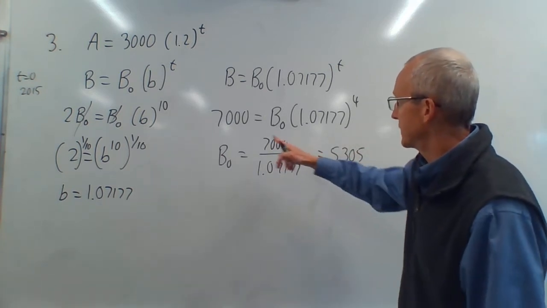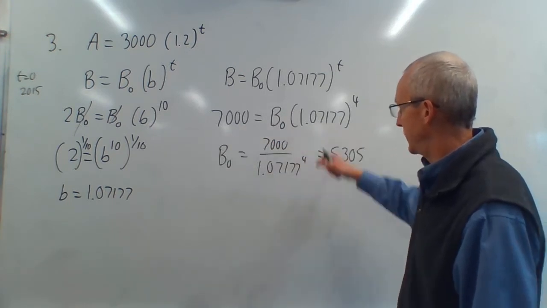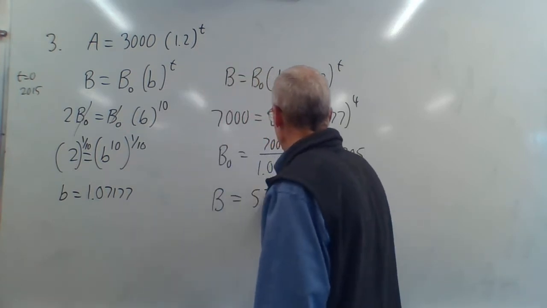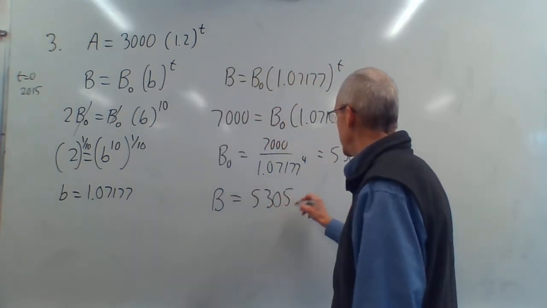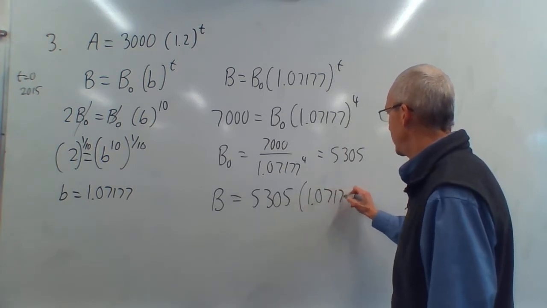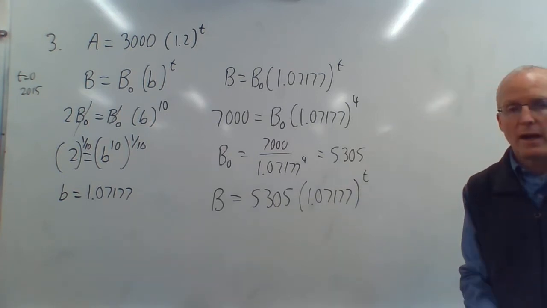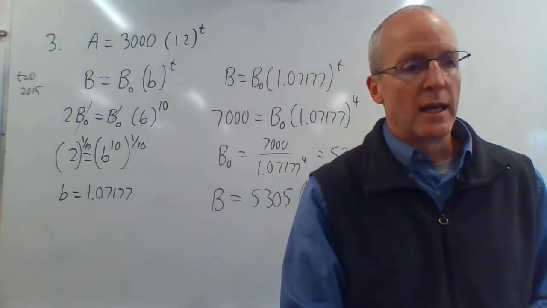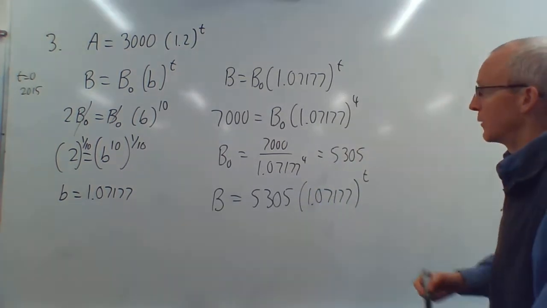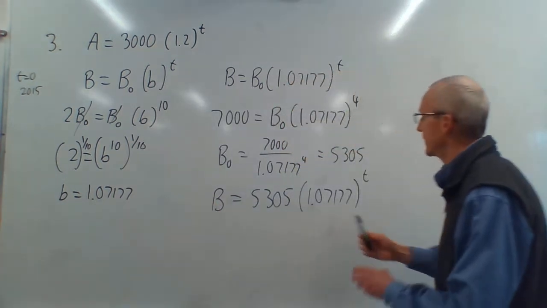After 4 years, there are 7,000, and it grows at a 7% growth rate. Now we can write what B is. B is 5,305 times, that's how many there were, they grow at this rate, a little over 7%, to the T. All right, now the question is, when does town A have 3 times as many people as town B? We know A is growing faster, right? It grows at 20%, B is only growing 7%.